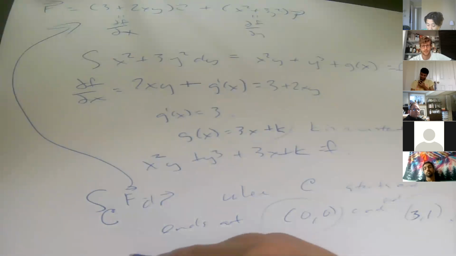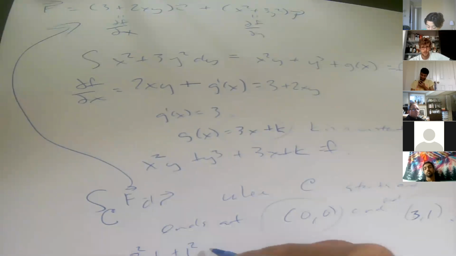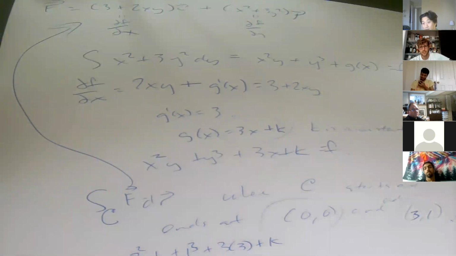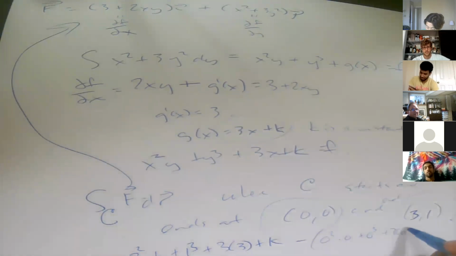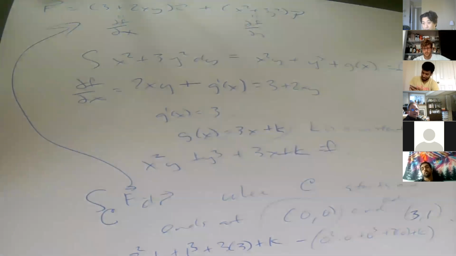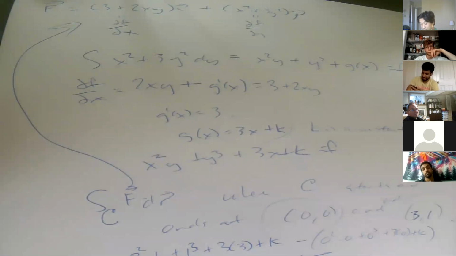Yeah, this one first. So I should get 3 squared times 1 plus 1 cubed plus 3 times 3 plus k, minus 0 squared times 0 plus 0 cubed plus 3 times 0 plus k, right? And the k's cancel out. Plus k minus k. So what do I get? I get 1319.